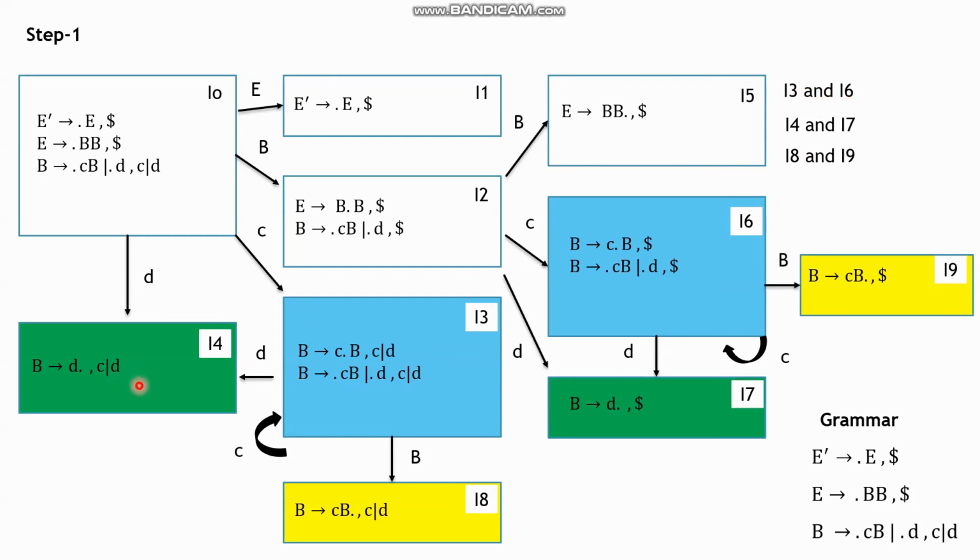Now take a look at states I4 and I7. The same situation is present here. The lookahead here is C or D, whereas the lookahead here is a dollar sign, but the production is the same. We will also note these states for future use. Now states I8 and I9 also have the same issue. The production is the same, but the lookahead is different in both states. So we will also note these states for our future use.